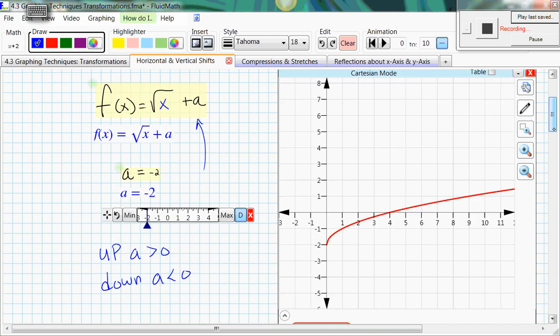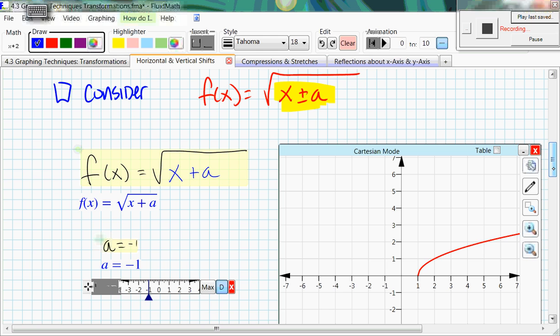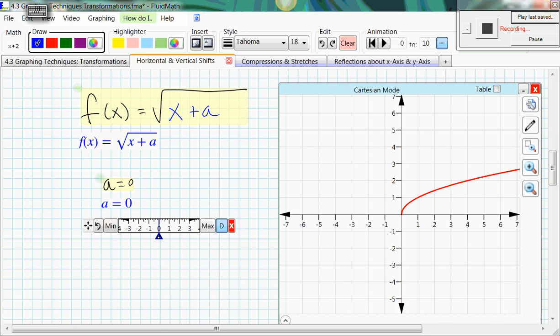Okay, so let's compare that to this function. I'll set a back to 0 here. If I consider f of x equals the square root of x plus or minus a, notice the a is now underneath the radical. So the a is part of the function. What does that do to my graph? Well, if I make a positive, like put a 1 there, most people would expect that my graph would move to the right because a is positive. But if I do that, you can see my graph has moved 1 unit to the left.